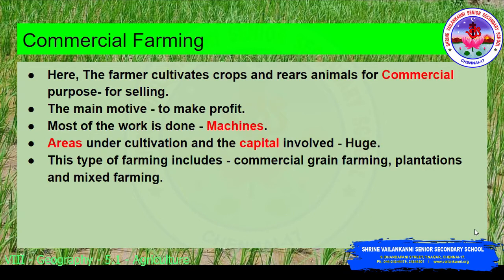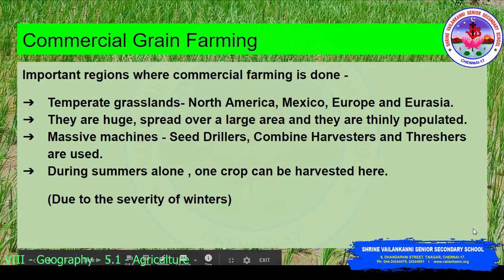This commercial type of farming includes commercial grain farming, plantations and mixed farming. Now we'll see commercial grain farming. The important regions where this is done are the temperate grasslands of North America, Mexico, Europe and Eurasia. The commercial grain farms are huge and spread over a large area, and in terms of population it is thinly populated.